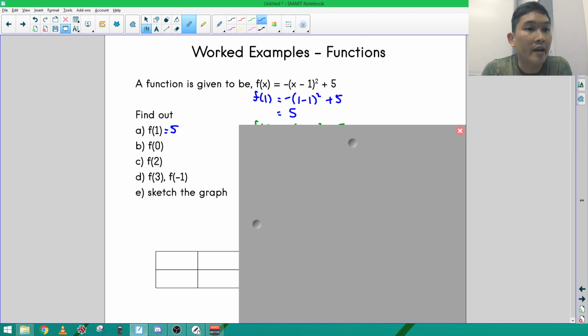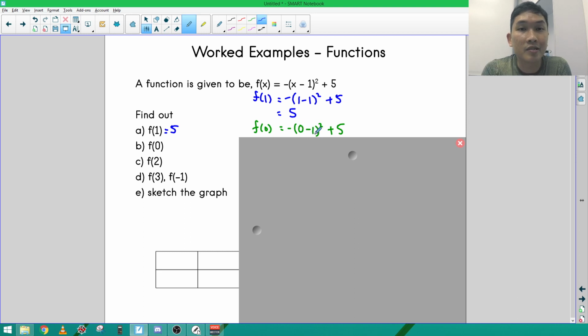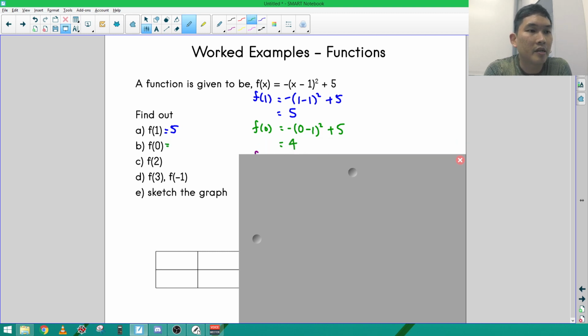All right. Moving on. Let's do f of 0. If you do the substitution, this is what you get. Again, let's try and work out what this is. 0 minus 1 is going to be a negative 1. Negative 1 squared will be positive 1. And then we multiply by the negative sign outside the bracket, that'll be a negative 1. So negative 1 plus 5 is going to be a positive 4. So we have a positive 4 for f of 0.